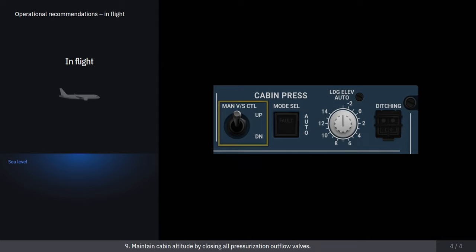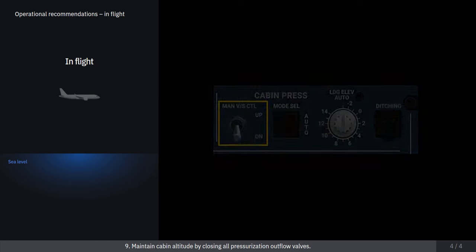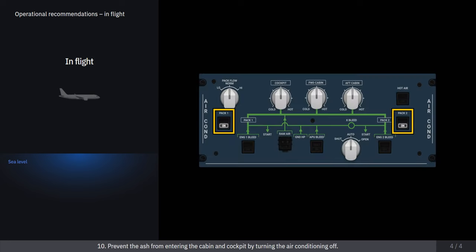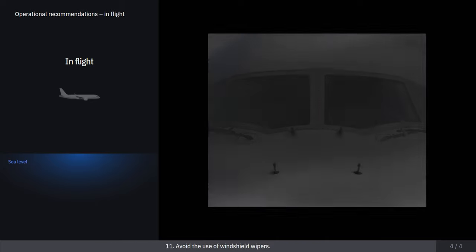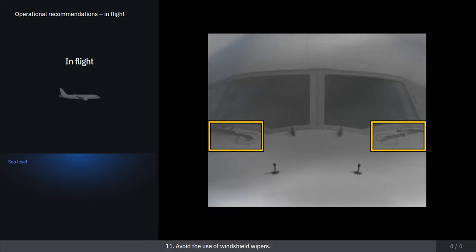9. Maintain cabin altitude by closing all pressurization outflow valves. 10. Prevent the ash from entering the cabin and cockpit by turning the air conditioning off. 11. Avoid the use of windshield wipers.